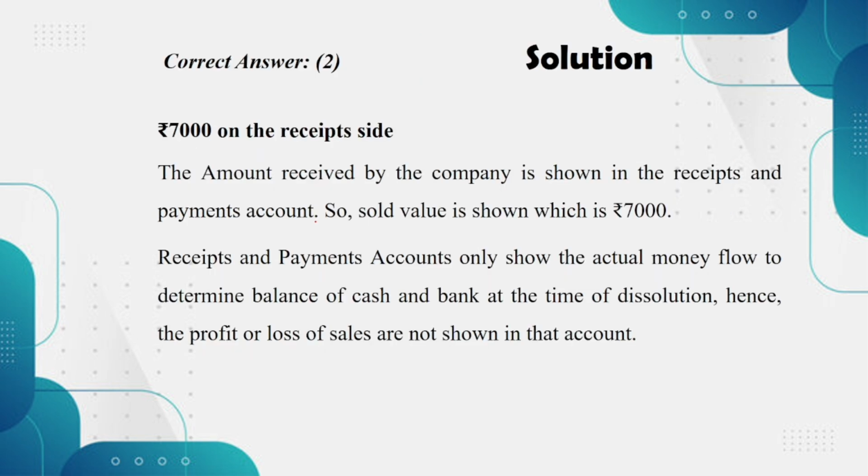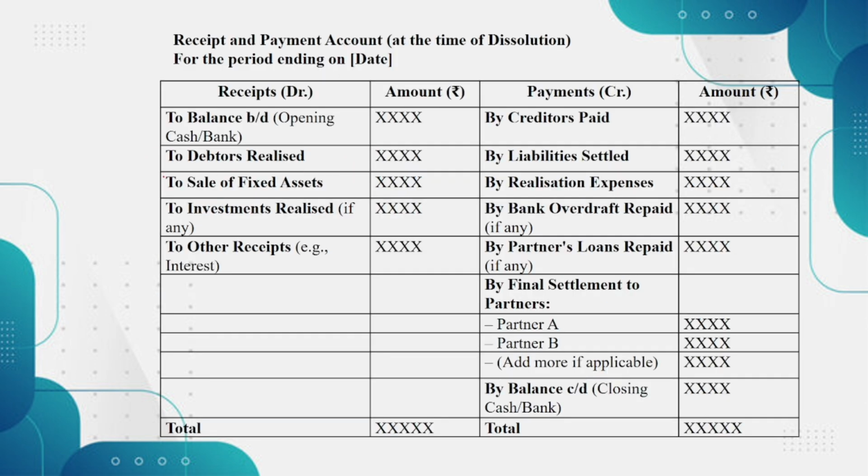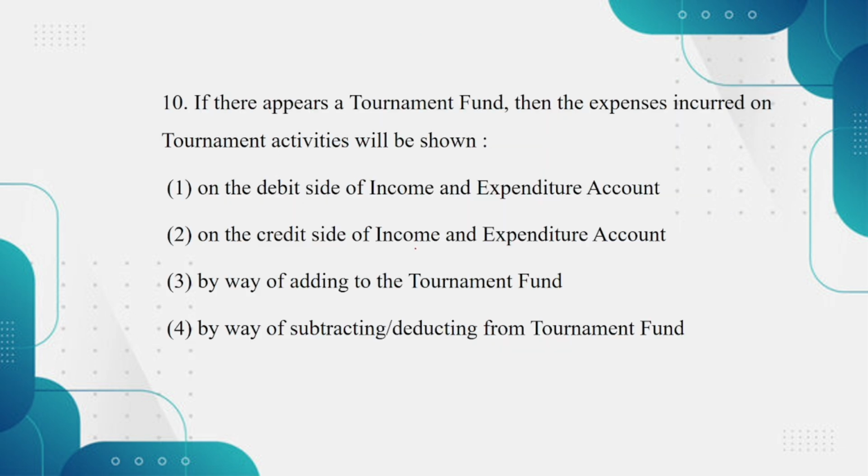So, this question is related to the same. 7,000 will come in the receipt side for the sale of fixed assets. See, receipt side or debit side of the realization account. Don't get confused.